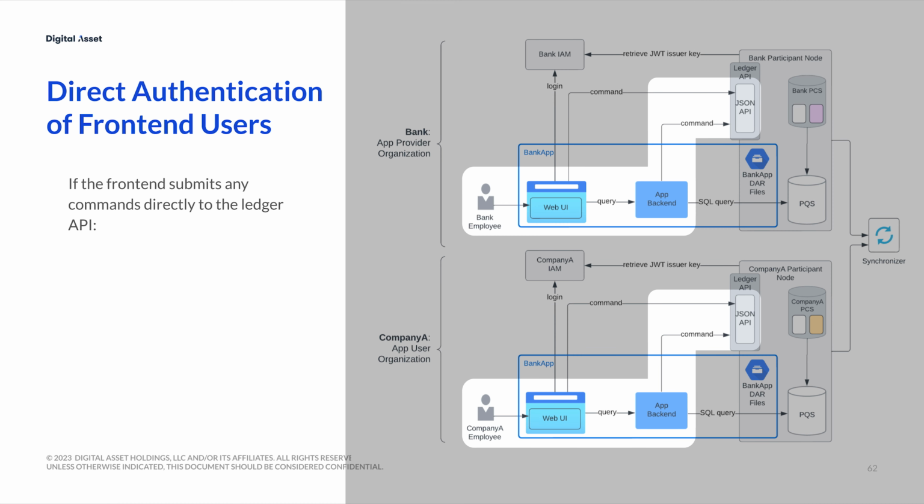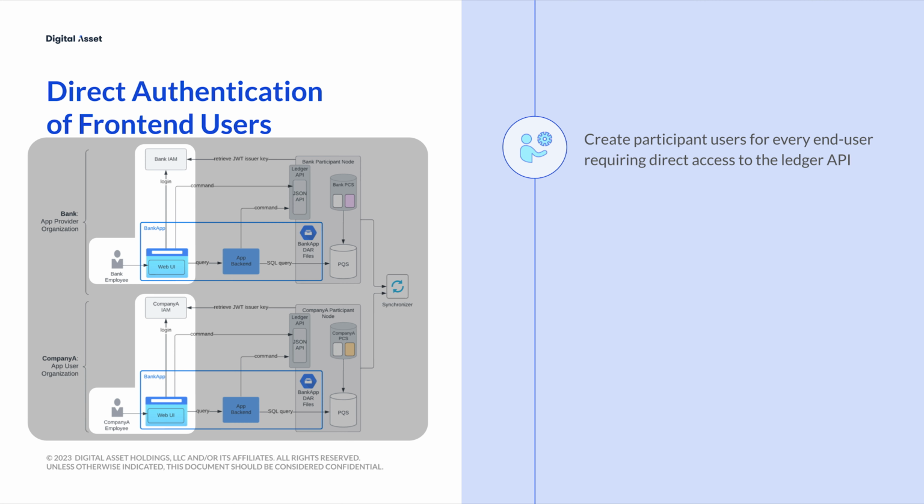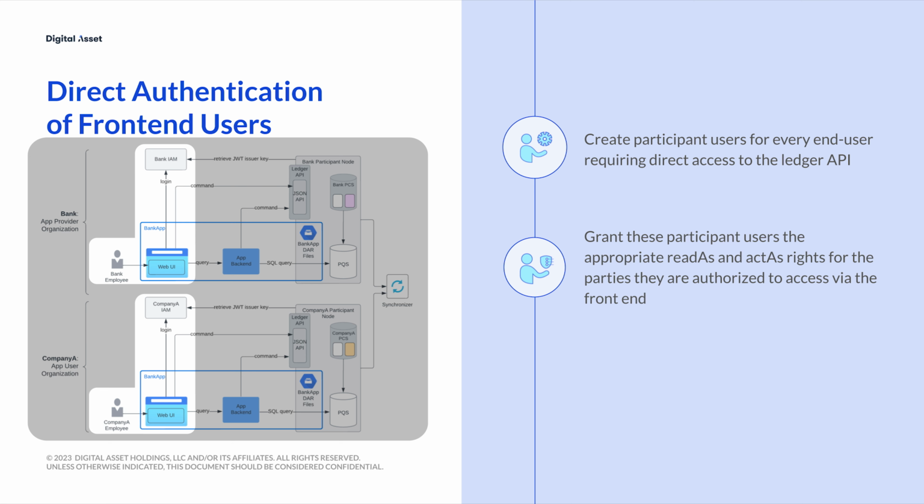We recommend that front ends submit all their commands via a backend service and have the backend authenticate them as explained later. However, if a front end does submit commands directly to the Ledger API on a participant node, you will also need to allow front-end users to authenticate to the participant node. Generally, this will require creating participant users for every end user in your IAM with access to the front end. As with the backend service participant user, these front-end participant users will need to be granted read as and act as rights for the ledger parties accessed via the front end.